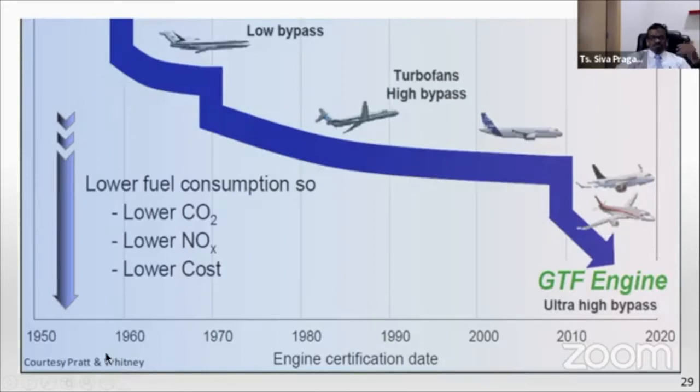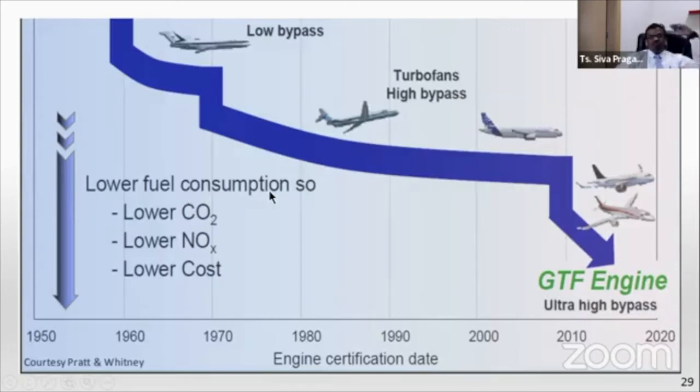You can see here from the earlier times, from the 1960s, we have, for example, the 727. The 727 was using the JT8D with a bypass ratio of 1:1, right? So you compare that, and you know what has been done now. Then they introduced high bypass turbofans, and now we are moving into the era of the ultra high bypass GTF engine, and the benefits: lower fuel consumption.